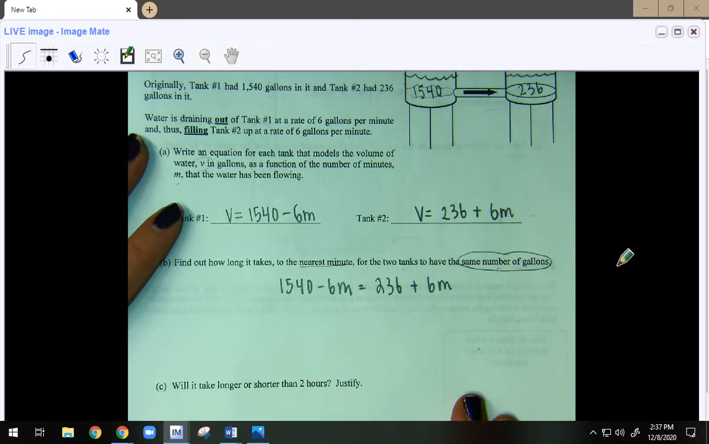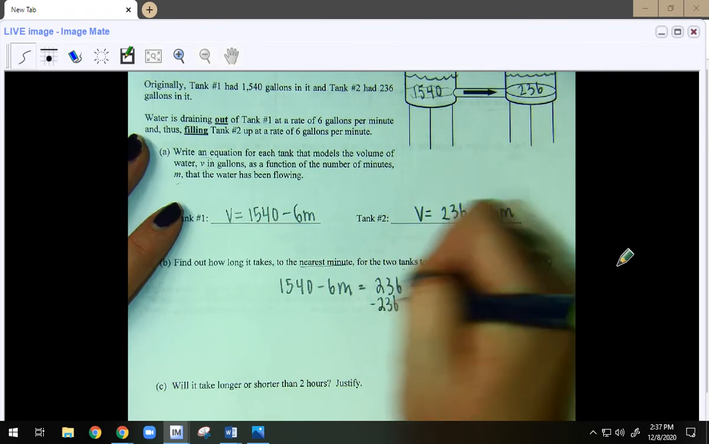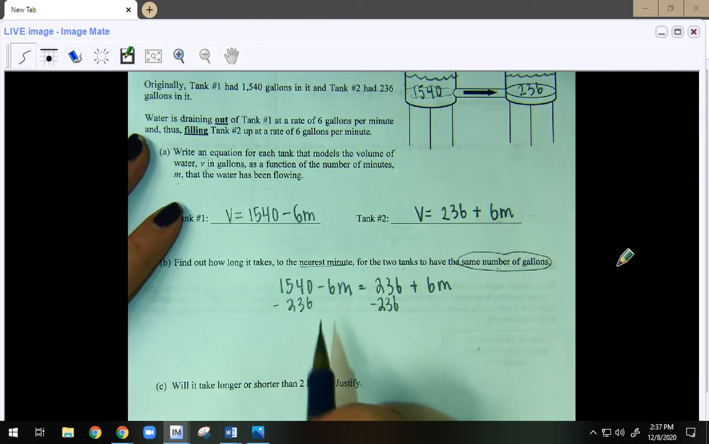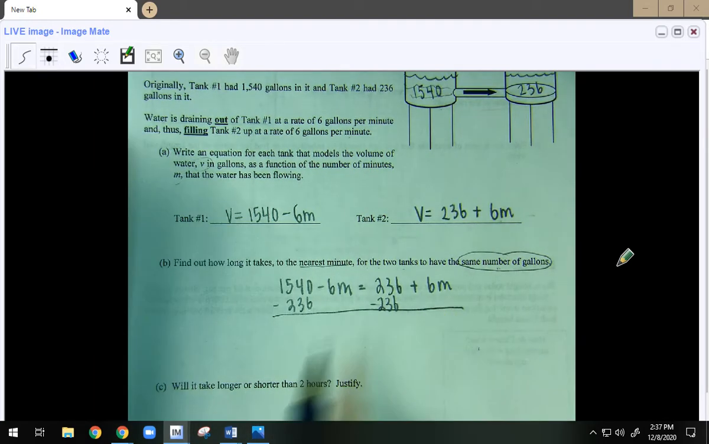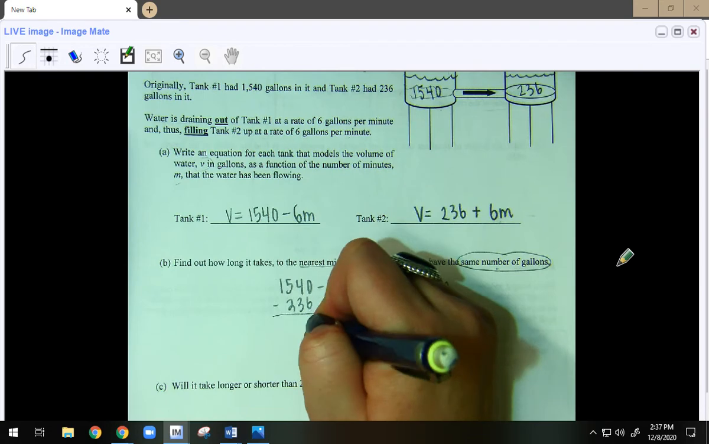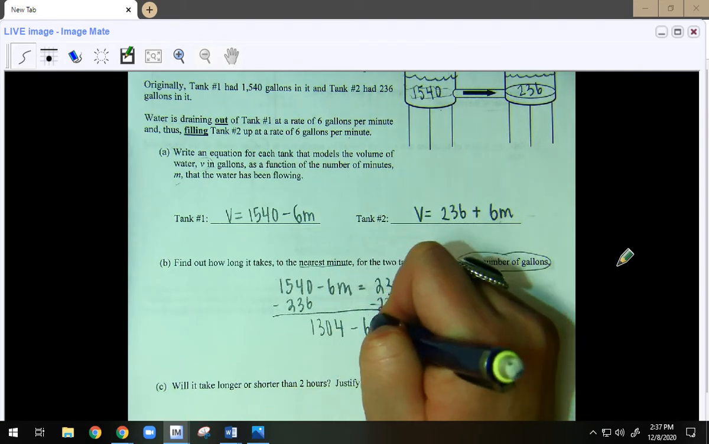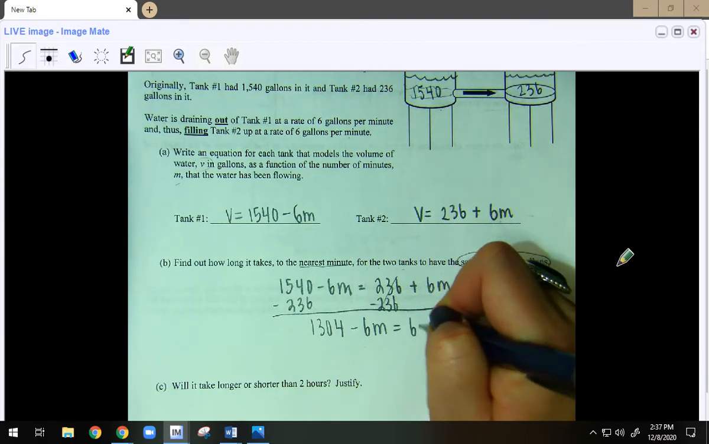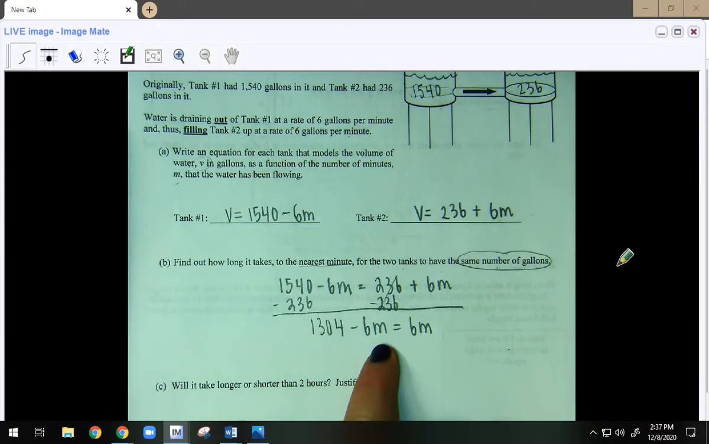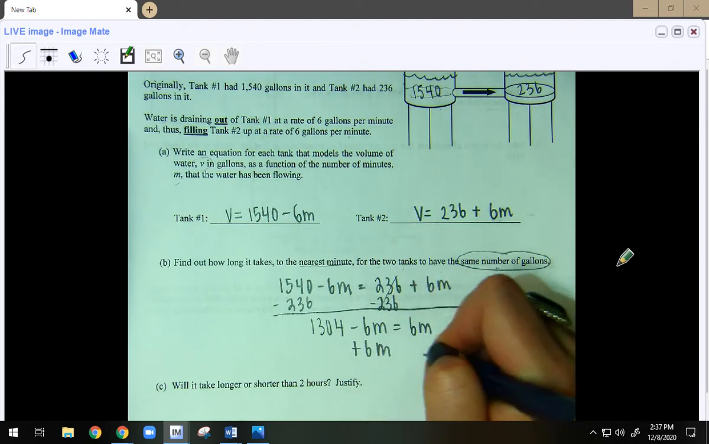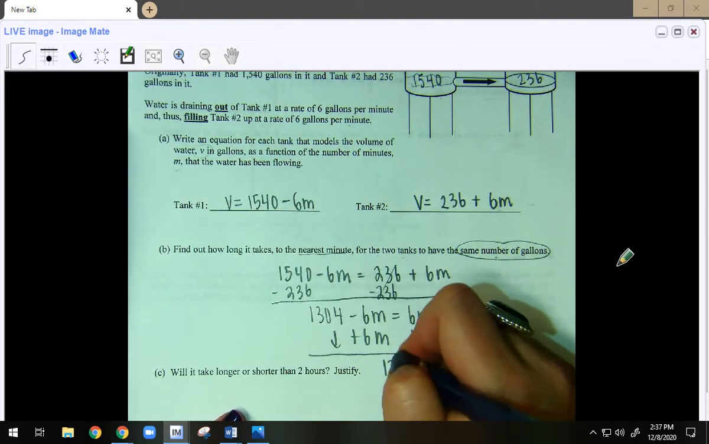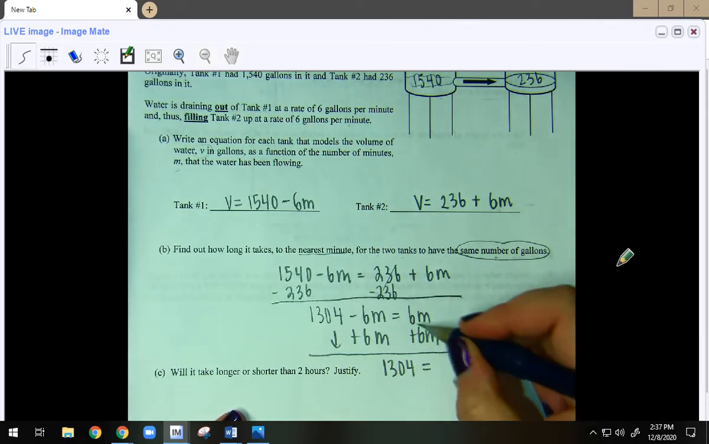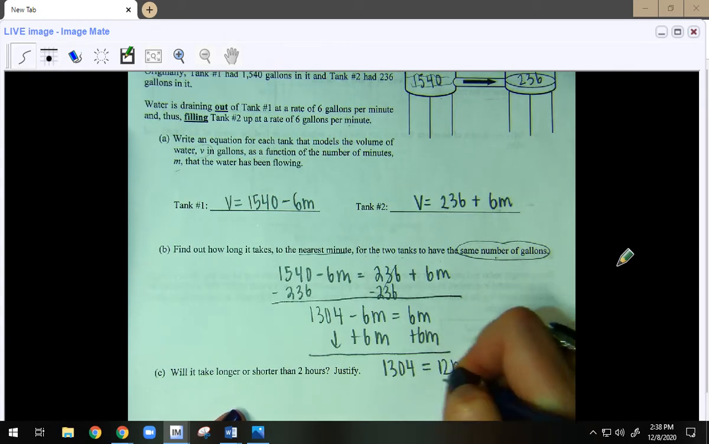The first thing I'm going to do here is minus 236. Alrighty, and I get 1,540 minus 236, so I get 1,304 minus 6M equals 6M. I'm trying to get M alone, so I'm going to plus 6M. Alrighty, and I'm left with 1,304 equals 6 plus 6 is 12, so I have 12M. Divide by 12.